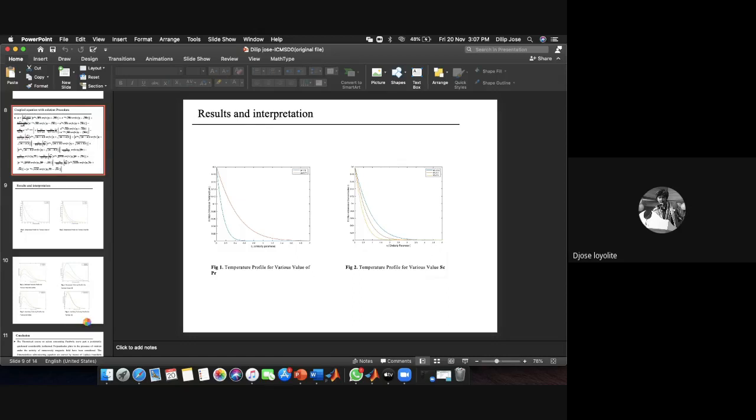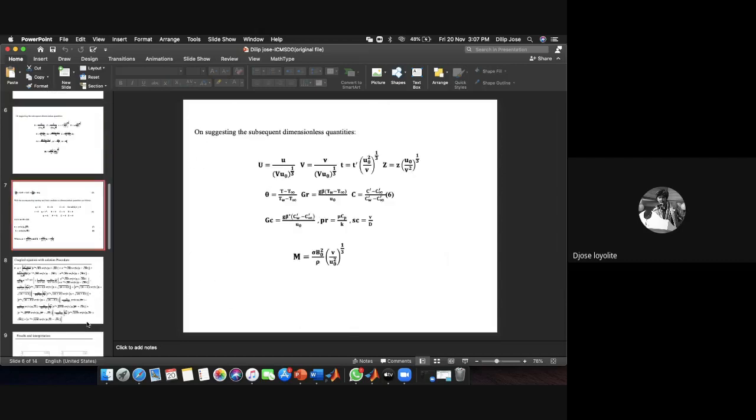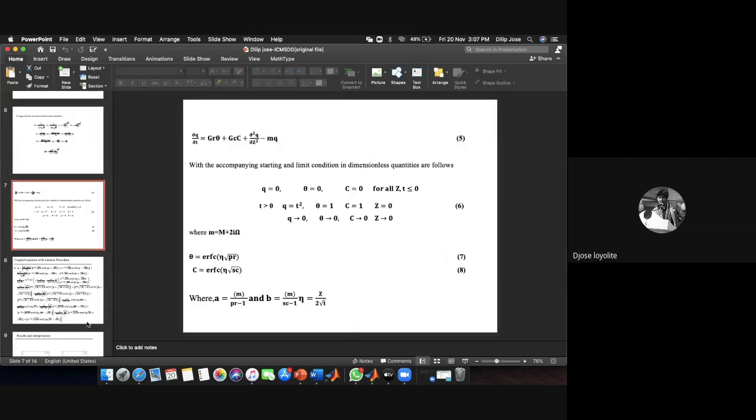Actually, my model is valid for a boundary condition that is q is equal to t square, and setting theta is equal to 1 and c is equal to 1. Okay, so what do you mean by theta is equal to 1? Theta is equal to 1, constant temperature, sir. Okay, supposing the temperature is variable, then what would be theta? Suppose theta is equal to t.